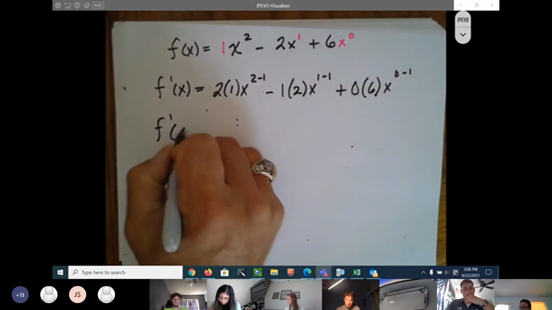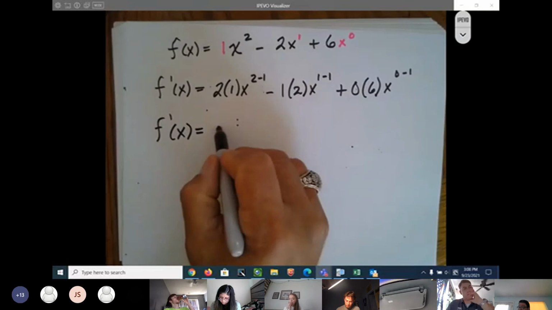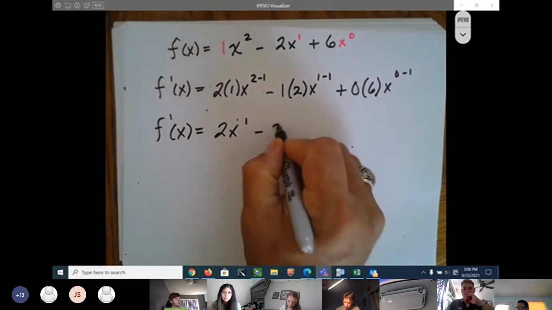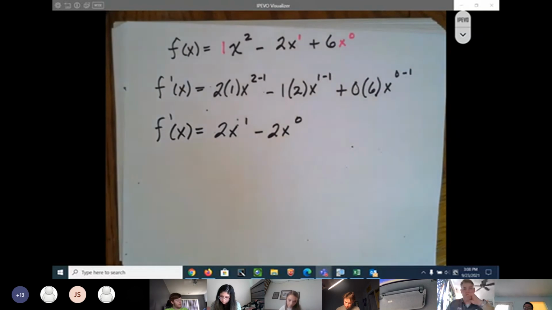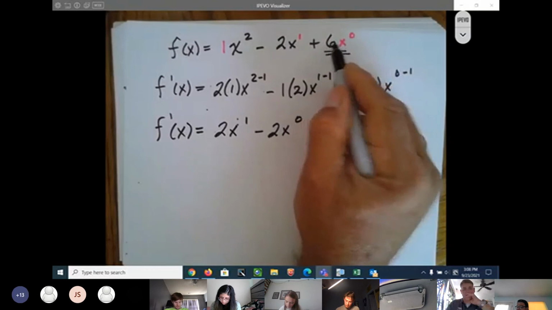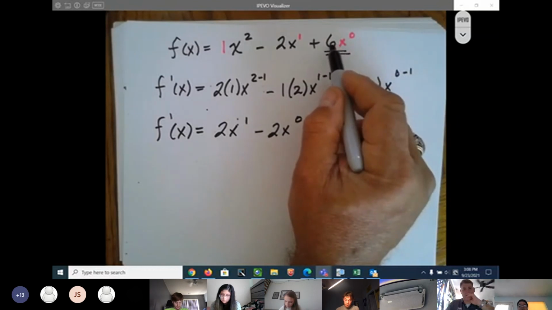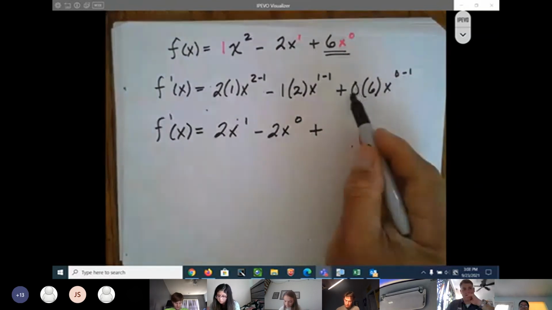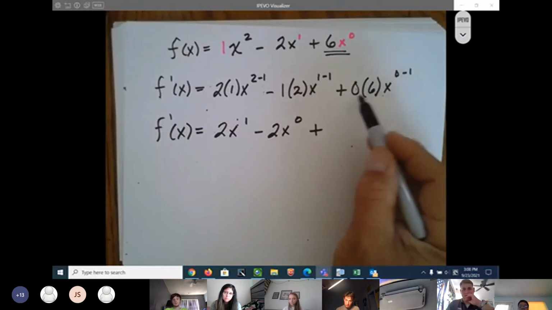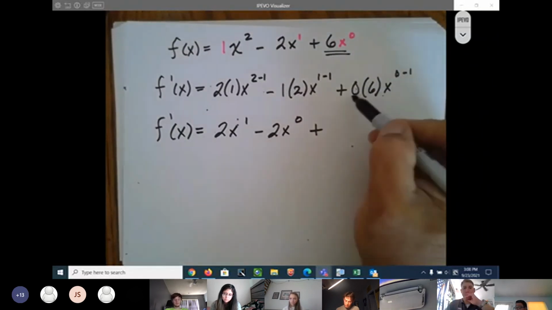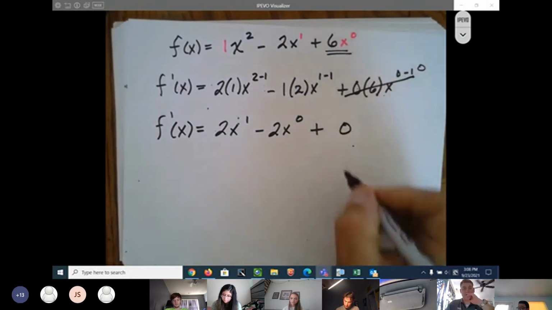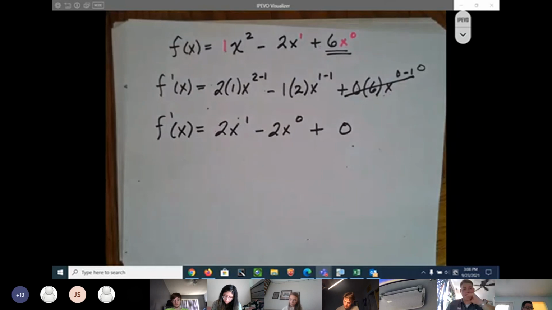F prime of x is equal to 2x to the first power minus 2x to the 0 power. And what happens to any constant? This is a constant right here. What's the derivative of any constant going to be? I think I heard 0. That's correct. The whole thing goes to what? 0. So the derivative, let's write that down because that's a law.